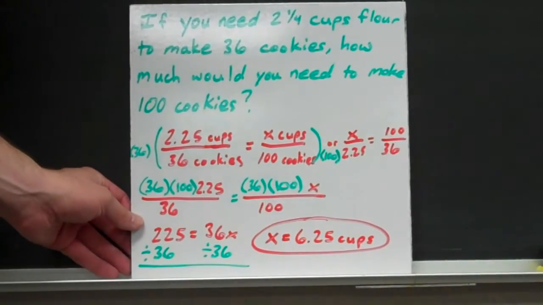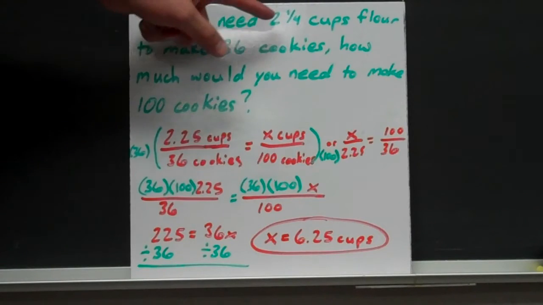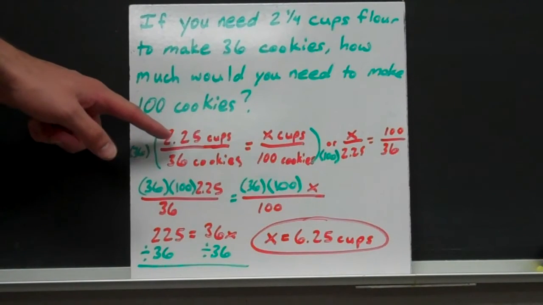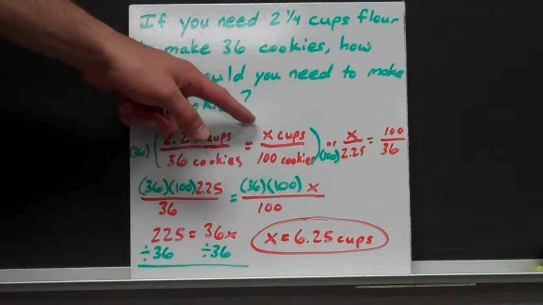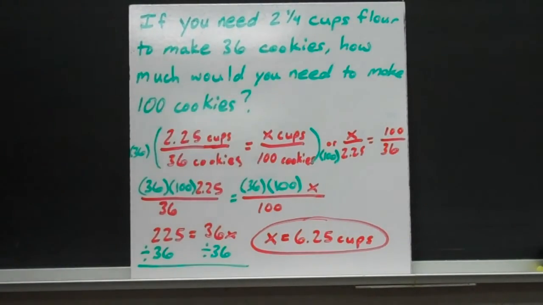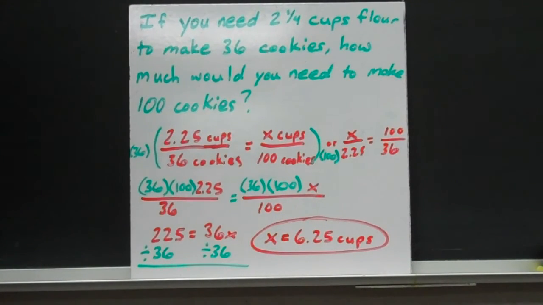Many times, though, when you see proportions, you don't just see the fractions, you're given a word problem. If you need 2 1/4 cups flour to make 36 cookies, how much would you need to make 100 cookies? So the first thing you need to do is be able to set up your proportions. 2 1/4 cups, or 2.25 cups for every 36 cookies. That should be equal to x cups for every 100 cookies. We're trying to solve for how many cups, so that's going to be x.